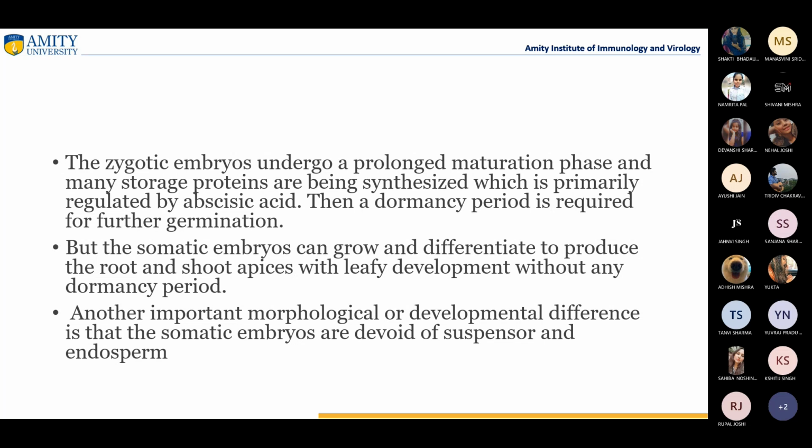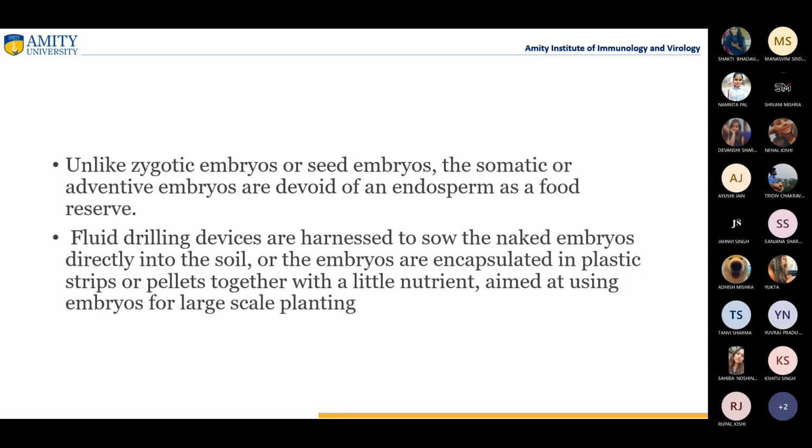So this is the difference here, right? Another important morphological or developmental difference is that somatic embryos are devoid of suspensor and the endosperm, which is present in the zygotic embryos. So unlike zygotic or seed embryos, the somatic or adventive embryos are devoid of endosperm as a food reserve. So this part is not there.